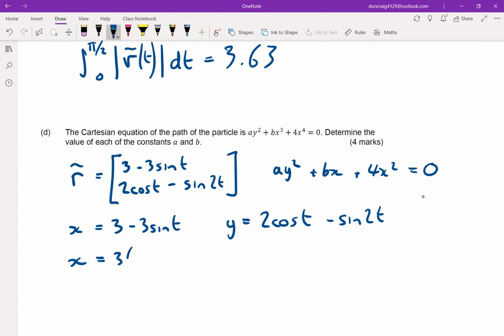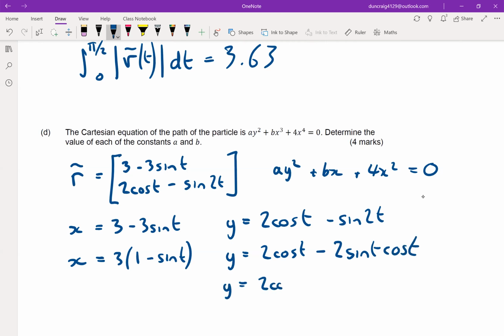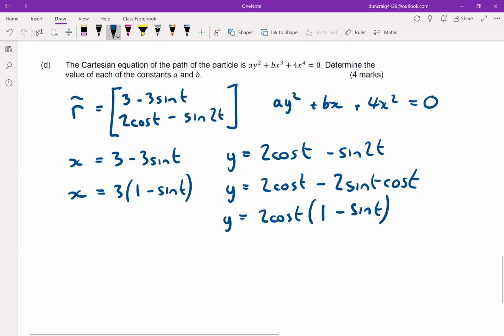That's going to give me 3 outside of 1 take sine t. I can factorize out here. Well, actually, I can't factorize anything yet because I've got the double. I can use the double angle identity and say that that's going to equal 2 sine t cos t, and then I'm just going to factor out 2 cos t out of both of these, and I'm going to get 1 take sine t, like that there. Okay, and you go, oh, this looks pretty good.